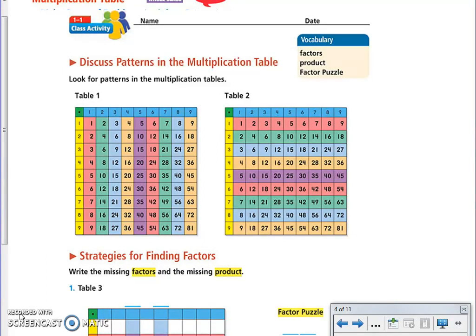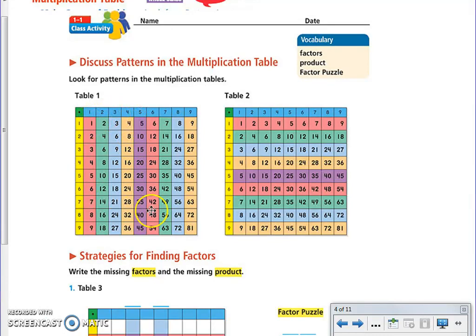So as we look at the multiplication tables, we notice here we have some vocabulary up here at the top, and it's talking about the three things that we're going to be using: factors, products, and factor puzzles. So as you look at table 1 and table 2, we've got all the factors that are going across in blue, and then more factors that are going down in yellow. That is the same on both of these. And then all these are the answers to those multiplication problems. As you probably already know, those are products.